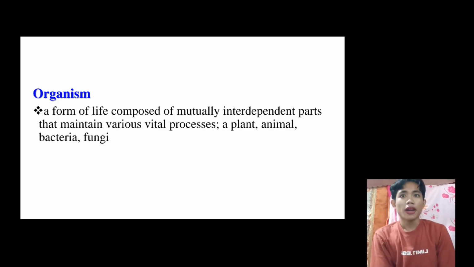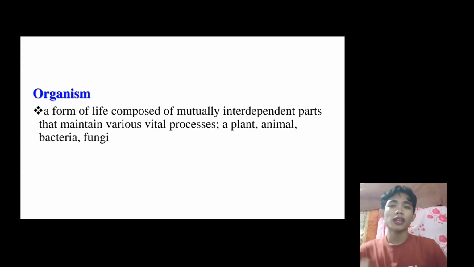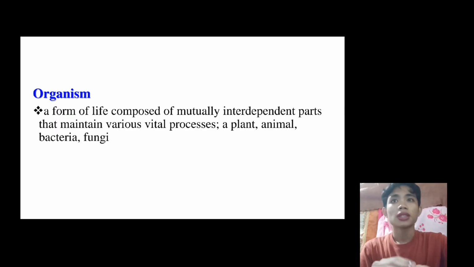Organisms. An organism is a form of life composed of mutually independent parts that maintain various vital processes: a plant, animal, bacteria, or fungi. Explanation of organisms: organisms are any living entities that carry out life processes such as growth, reproduction, and metabolism. They range from the simplest bacteria to complex beings like humans.